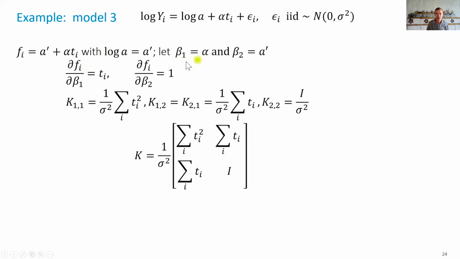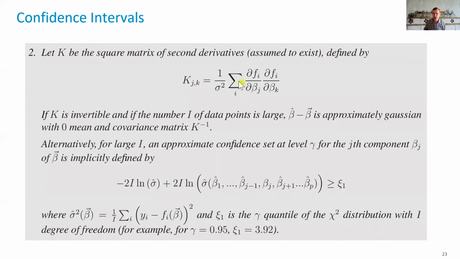So I call alpha the first parameter. I need to take the derivative with respect to alpha, that gives ti. Derivative with respect to beta 2 is 1. And then the cross derivatives. So k11 will be this square. So if we look at the formula that was given here, we take the sum of the products of the derivatives.